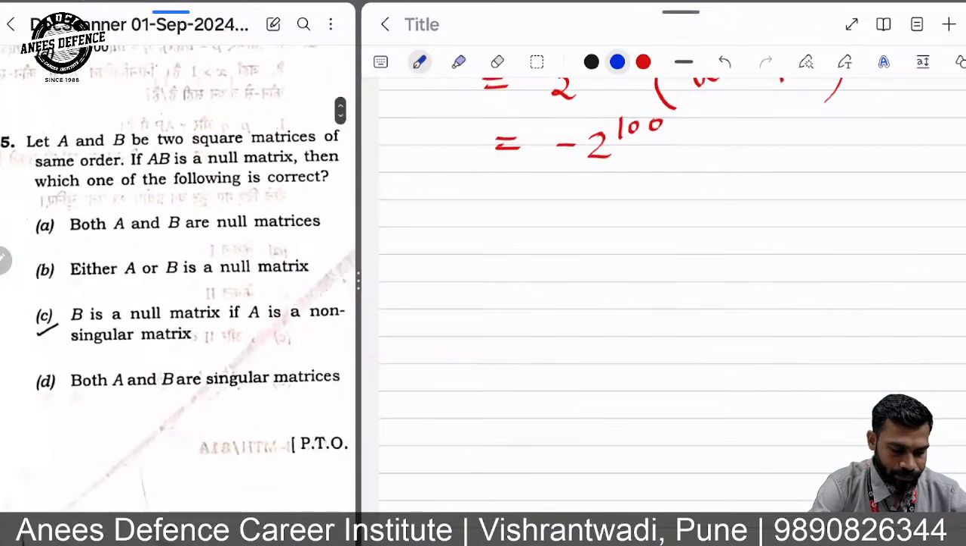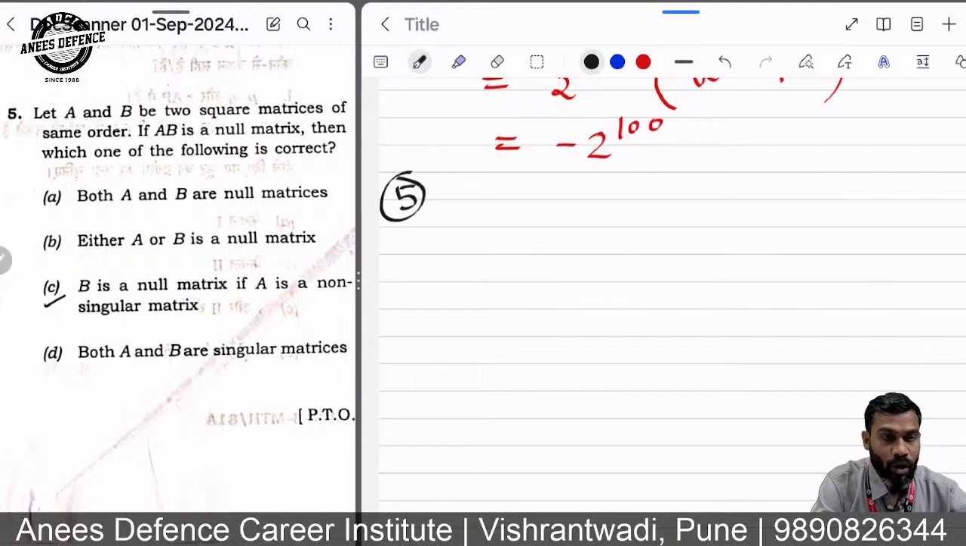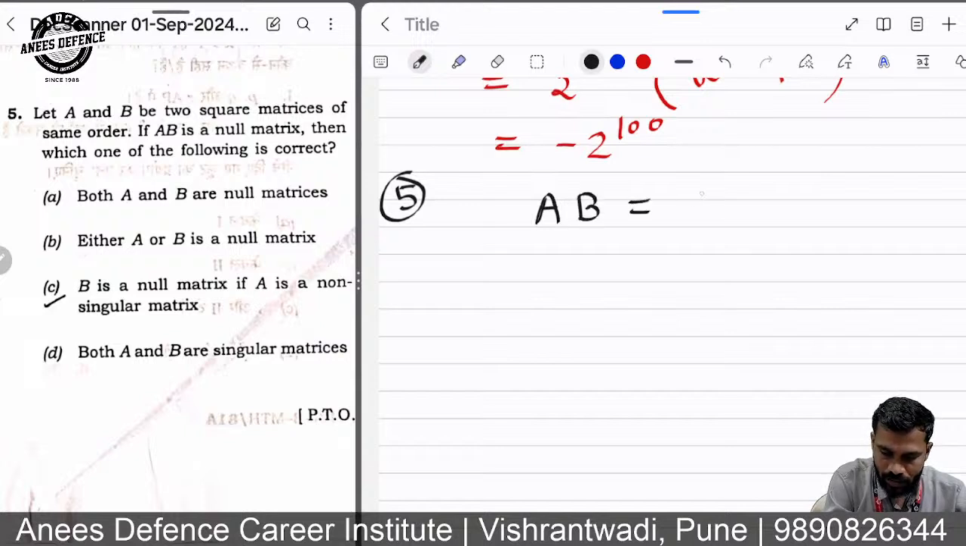Number 5. A and B are two square matrices of the same order. If AB is a null matrix, then which one of the following is correct? Now see, the property is, AB is a null matrix. So AB is 0, right?